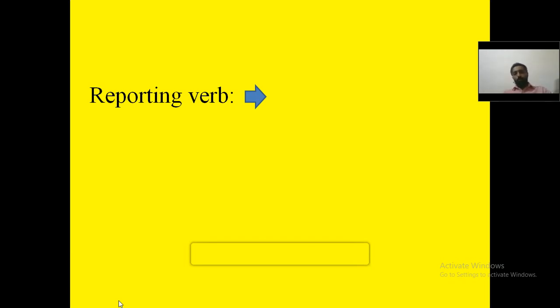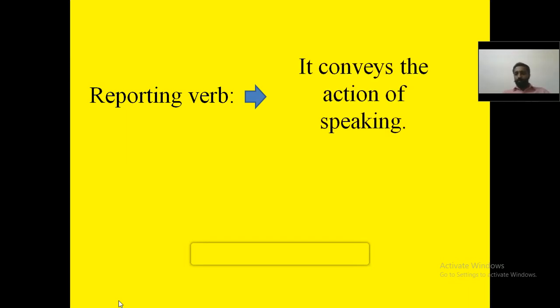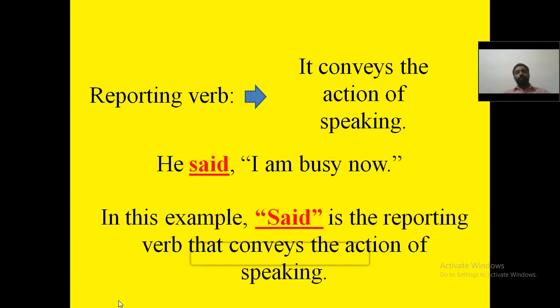And there is one word called a reporting verb. What does it mean? It conveys or tells the action of speaking. It tells about the action that is done by the subject. He said, "I am busy now." In that particular sentence, "said" is a reporting verb that denotes the action of speaking. So that is what we mean by reporting verb, which means a verb that reports, a verb that tells, a verb that conveys, or a verb that denotes the action of speaking.